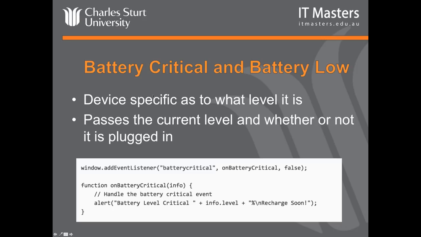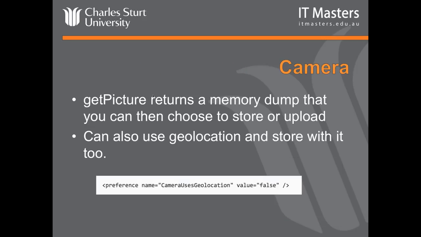So battery critical might be 10% on an iOS device. It might not be, it might be 2% or something on an Android. It can be different. But that is a function that at least you can subscribe to. All right, now camera is the next one.